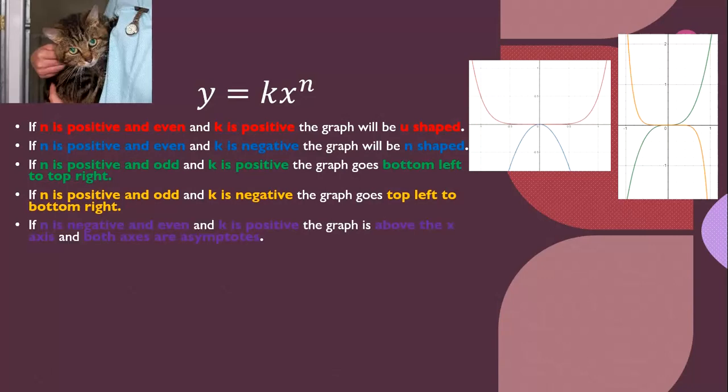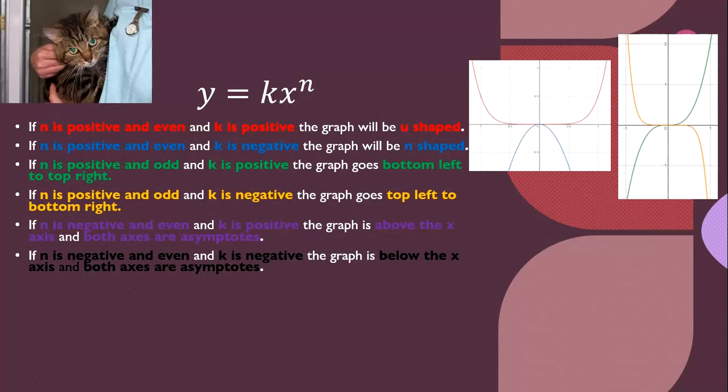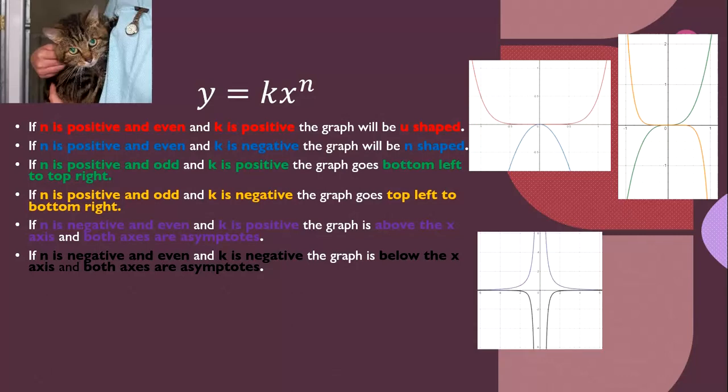If n is negative and even, so negative even power, and k is positive, the graph is above the x-axis and both axes are asymptotes. And if n is negative and even, so a negative even power, and k is negative, so the coefficient is negative, the graph is below the x-axis and both axes are asymptotes. So let me show you what that looks like.